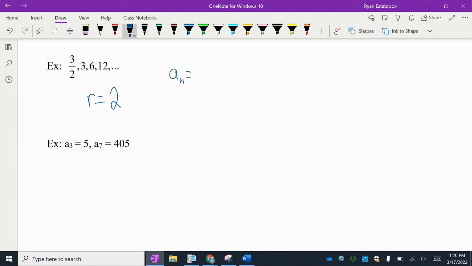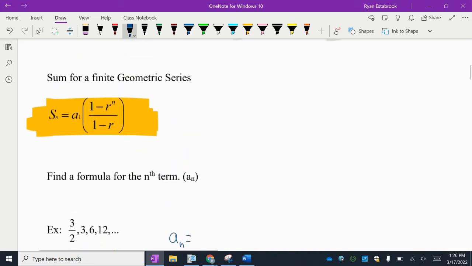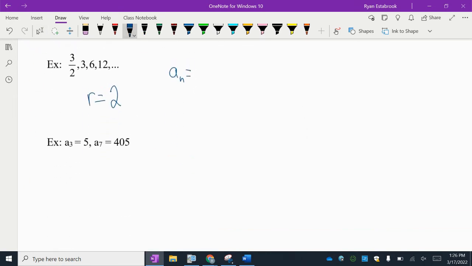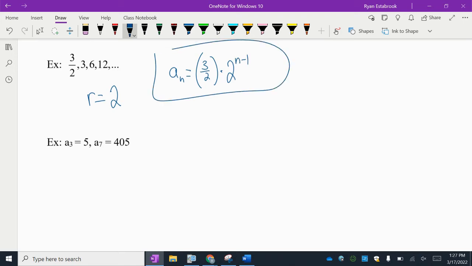So a sub n equals our formula for the nth term. Scroll back up here. I'm looking at this yellow equation. It's our first term times the common ratio of 2 to the n minus 1. That's it. Term 1, term 2, term 3, term 4. Quick check here. If I plug 4 in for n, 4 minus 1 is 3. 2 to the third power is 8. 8 times 3 is 24. Divided by 2 is 12. There's our output of 12. Just verified that it worked.